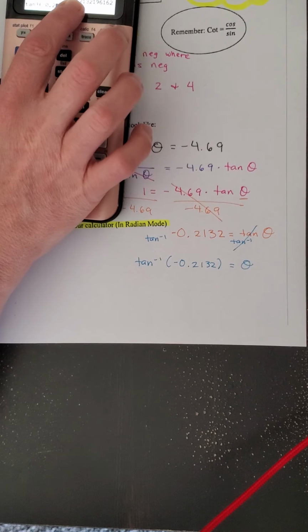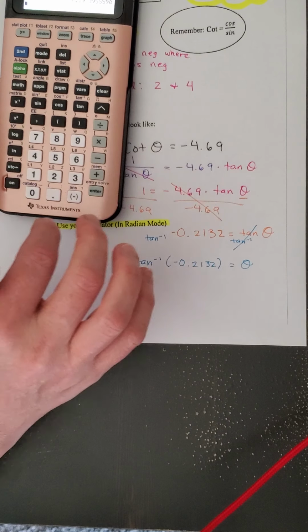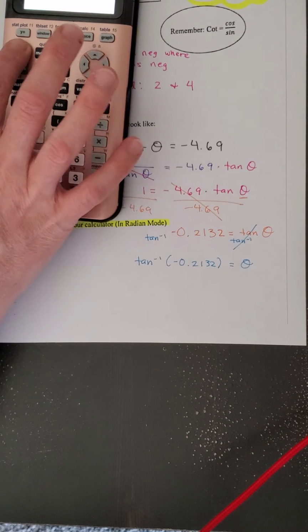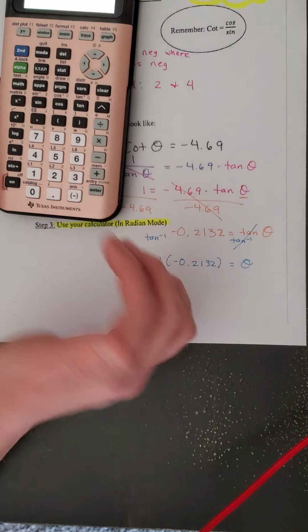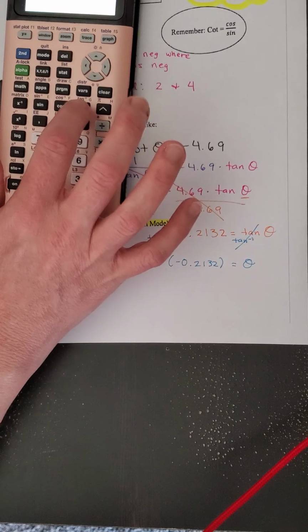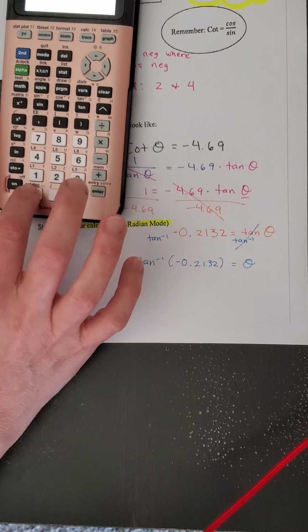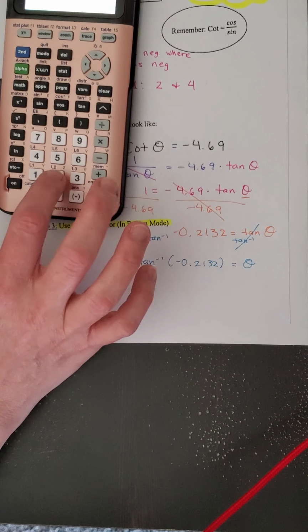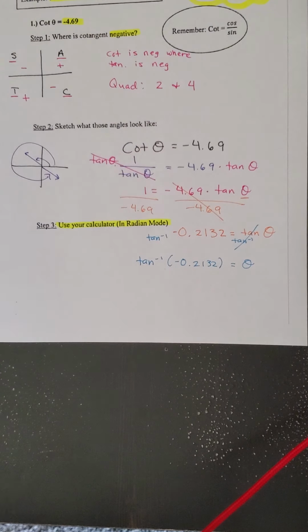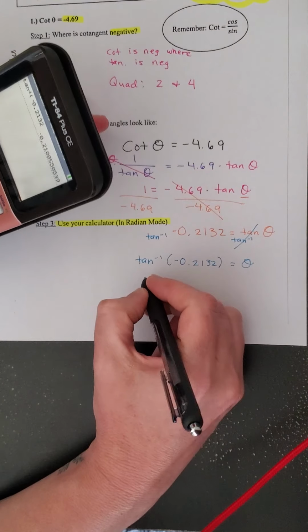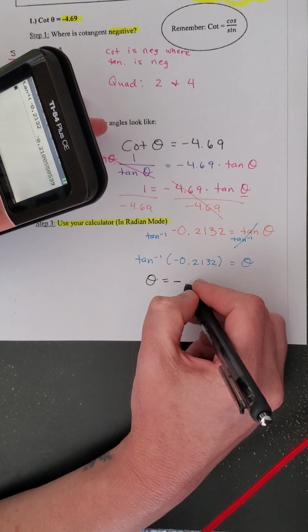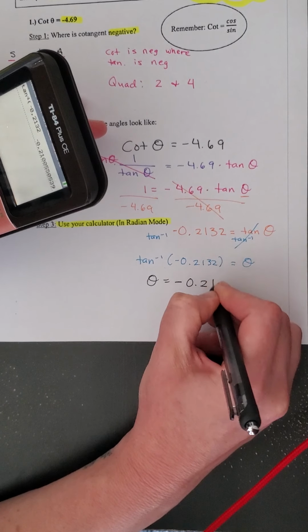0.21. Actually, I'm just going to put this answer in. It's actually kind of cool on these calculators. On these calculators, you can just hit second answer and it'll put the answer in there, like so. Anyway, well now I've cleared it out so I can't do that, but second tangent, so tan inverse, negative 0.2132. And so my answer is that theta equals negative 0.21 approximately.